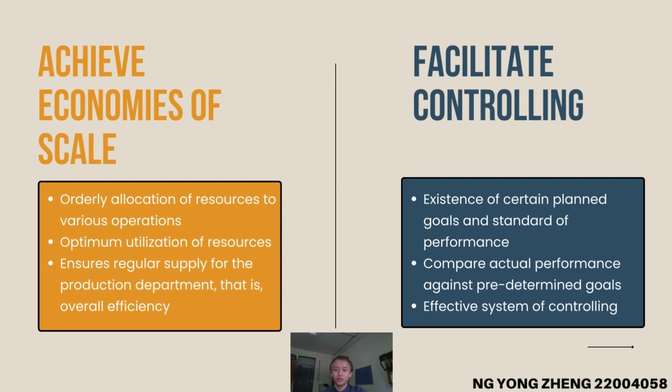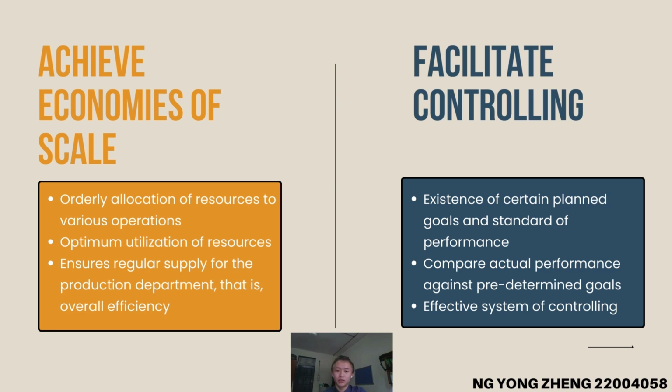Thirdly, planning helps in achieving economies of scale. Effective planning secures economies of scale since it leads to orderly allocation of resources to various operations. It also facilitates optimum utilization of resources, which brings economies in operations. It also avoids wastage of resources by selecting the most appropriate use that will contribute to the objective of the enterprise. For example, raw material can be purchased in bulk, and transportation costs can be minimized. At the same time, it ensures regular supply for the production department, that is, overall efficiency.